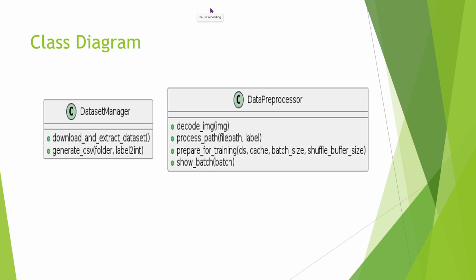The class diagram 1 has two classes, dataset manager and data preprocessor. Each class has its methods listed. Download and extract downloads the dataset from a specific source and extracts it if it's compressed. Generate CSV generates a CSV file from a given folder, possibly mapping labels to integers. Decode image converts it from raw to a usable form. Preprocess path likely prepares it for use in a dataset. Show batch shows a batch of data, useful for visualization and debugging.